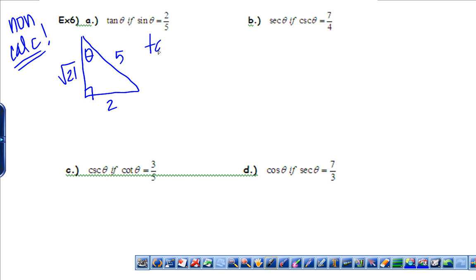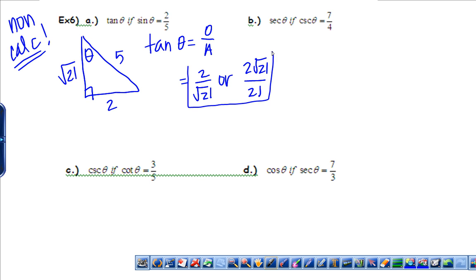Now find tangent. Tangent of theta is opposite over adjacent. So that means opposite is 2 over adjacent, which is root 21. If you wanted to rationalize, you could. This would be 2 root 21 over 21. No calculator use at all.